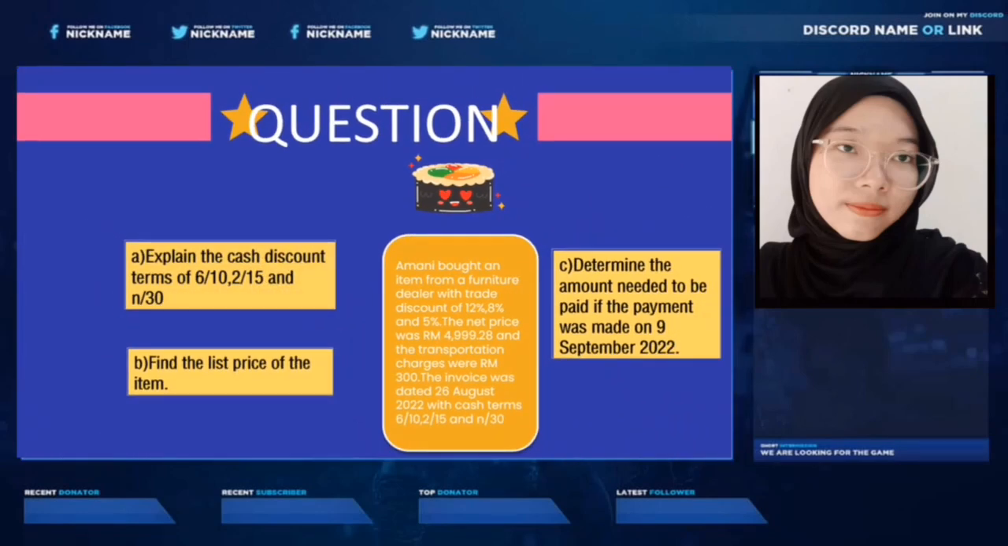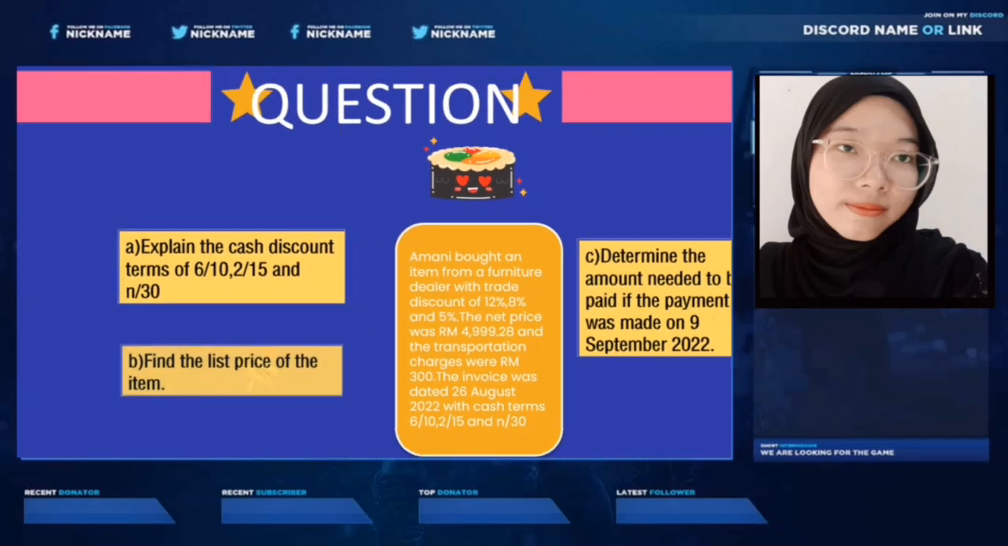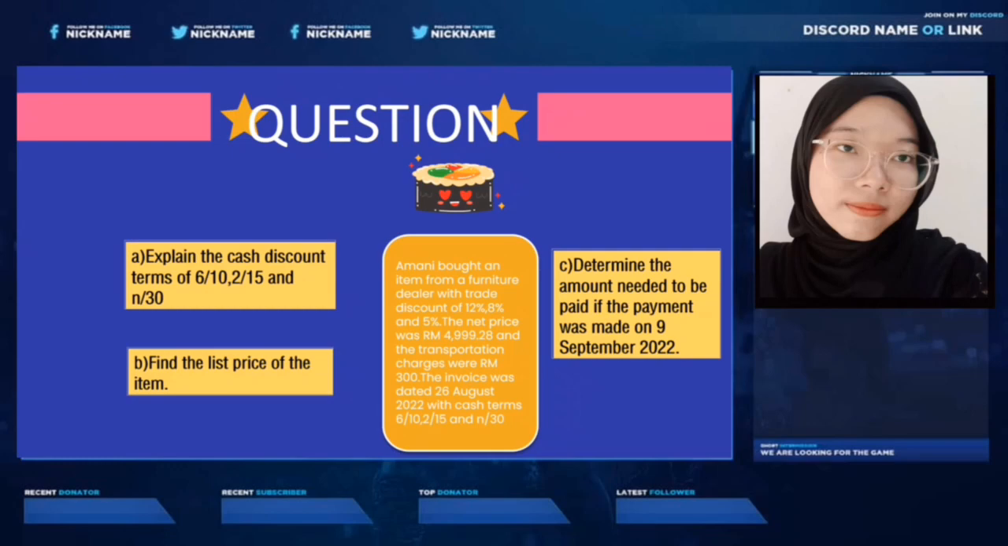For question B, we need to find the list price of the item. We have to use the formula NP equal to L times the first rate, times the second rate, times the third rate. For this question, the answer was 6,500 ringgit.